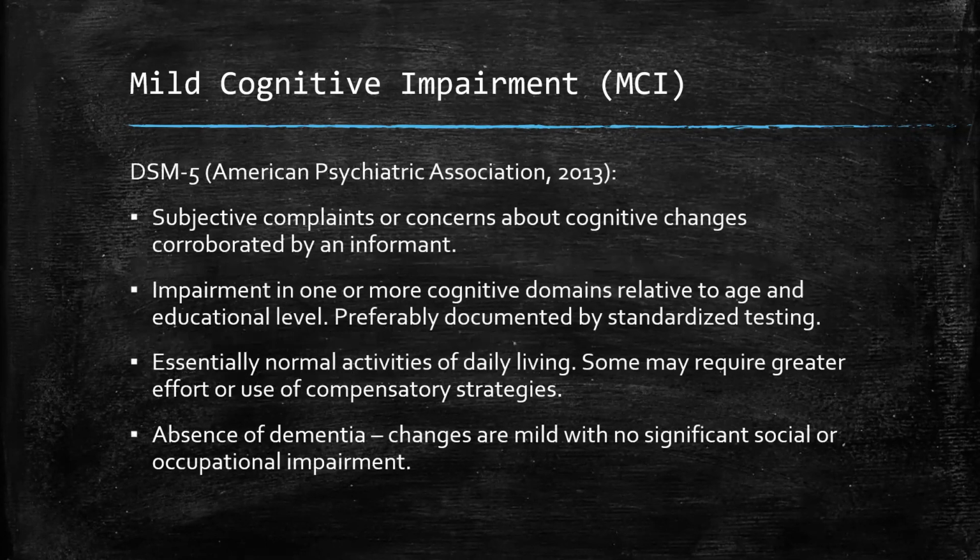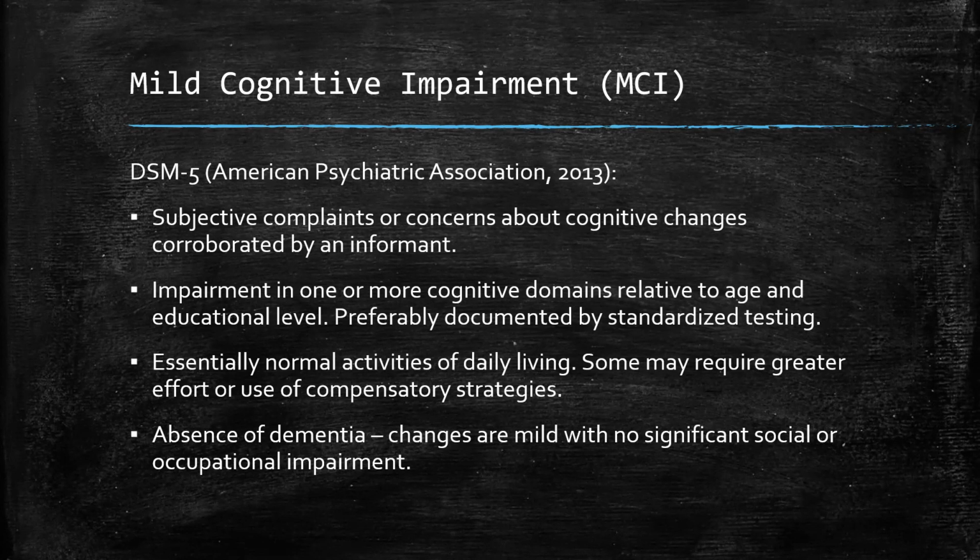So the diagnosis, or how this is looked at for mild cognitive impairment from the DSM-5, someone would have to have subjective complaints or concerns about cognitive changes, and it has to be corroborated by an informant. So maybe that person says that they are noticing memory impairment, or they're noticing cognitive changes themselves, and their spouse or their roommate or their loved one can also agree that those changes are occurring. There has to be impairment in one or more cognitive domain, relative to their age and educational level.